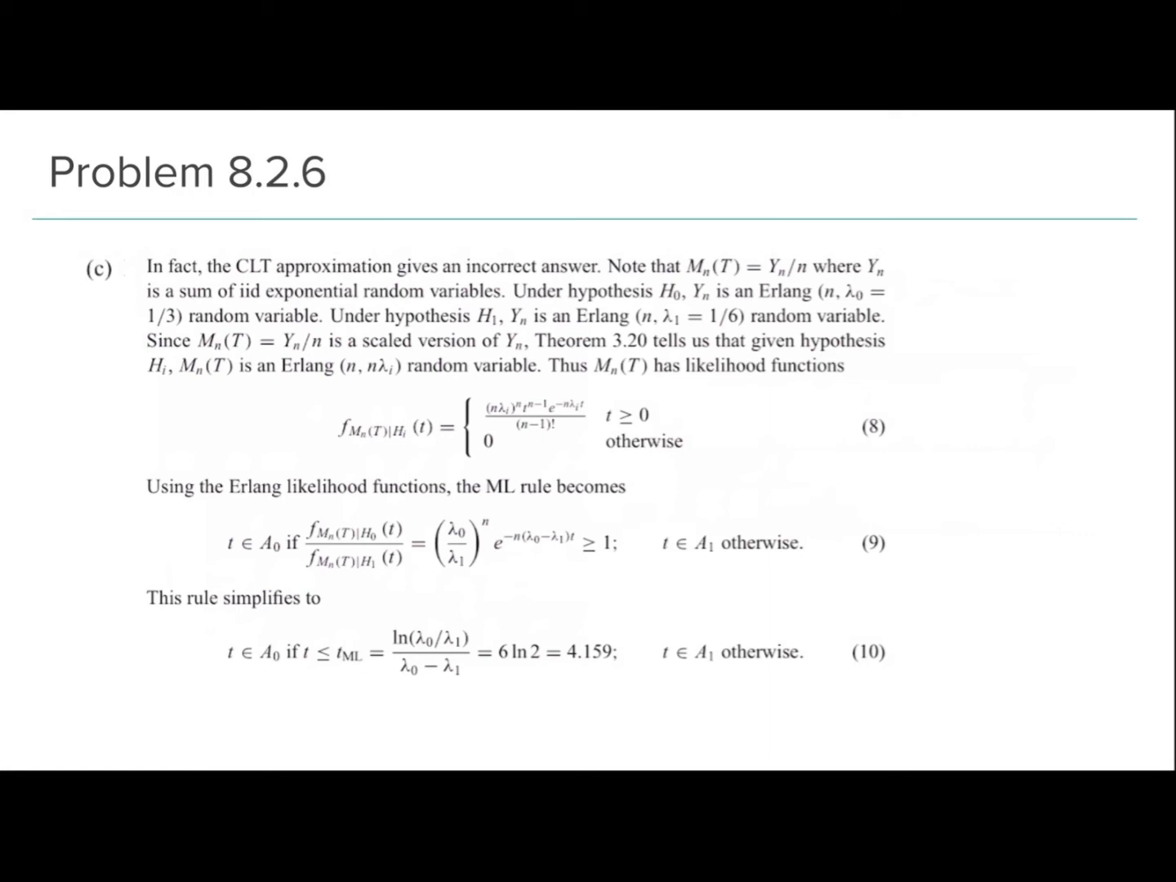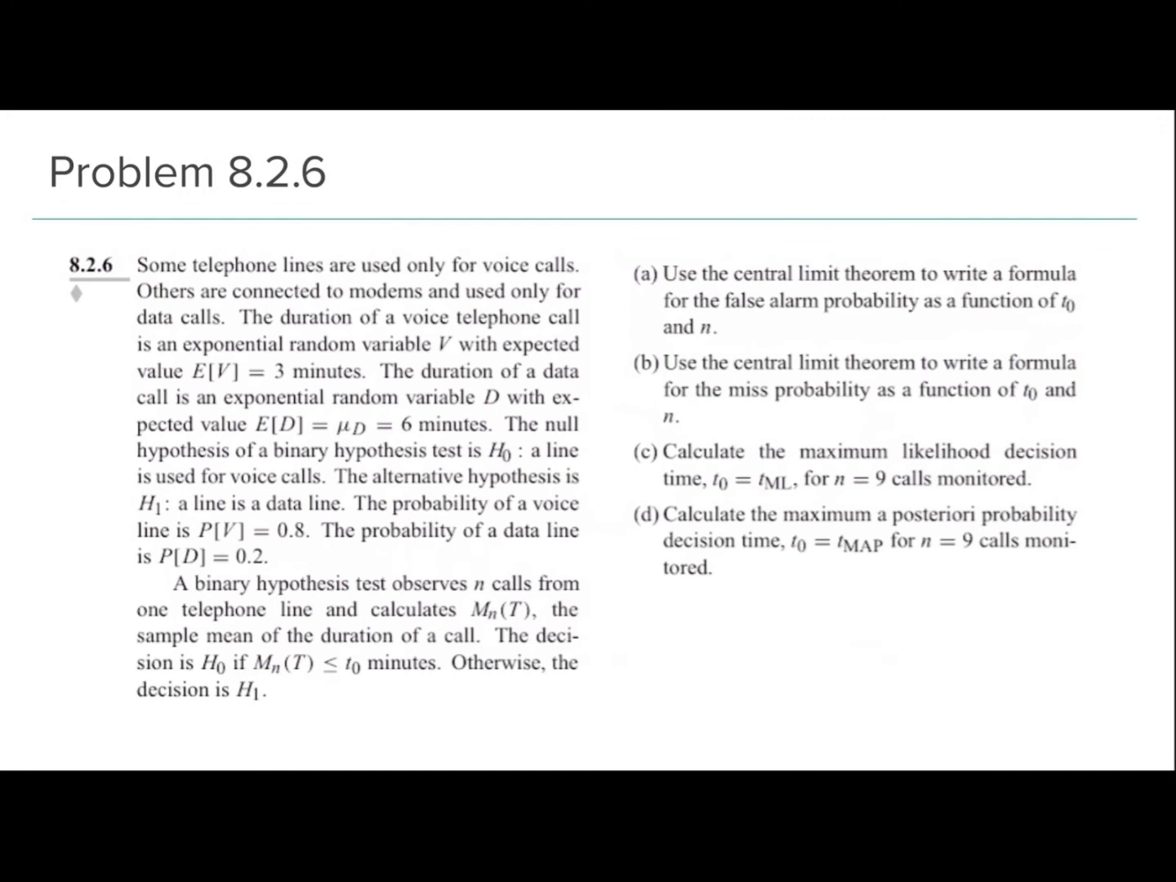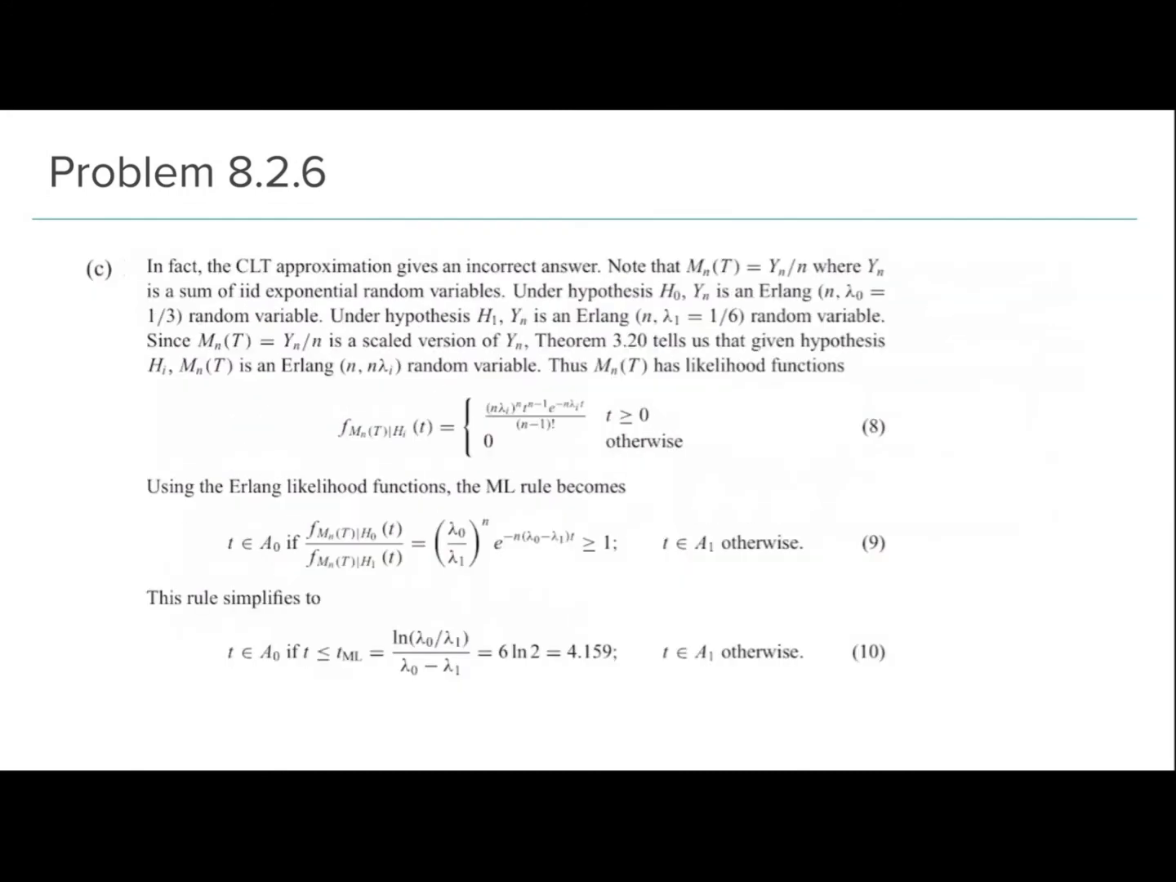And we know what kinds of exponential random variables are being used for each of the hypotheses, right? So under the hypothesis H naught, Yn is an Erlang random variable with parameters n and lambda naught equal to 1 over the expected value, which is equal to 3, right? Given H naught, E of V is equal to 3. And under the hypothesis H1, Yn is an Erlang random variable with parameters n and lambda 1 equal to 1 over E of D, which is equal to 1 over 6, right?